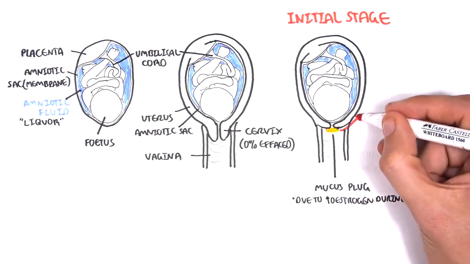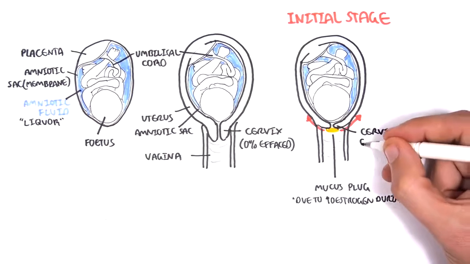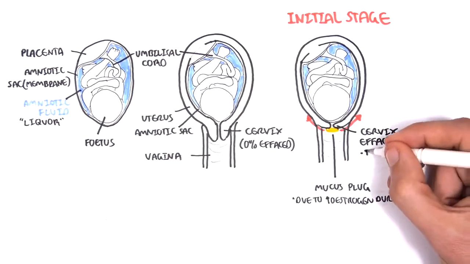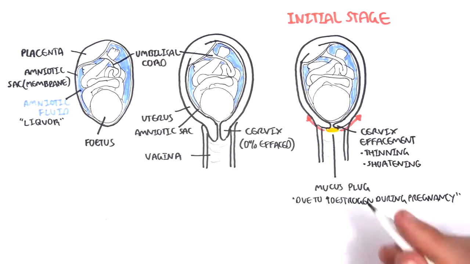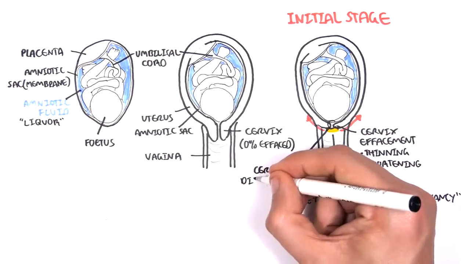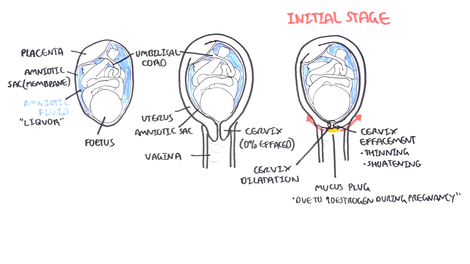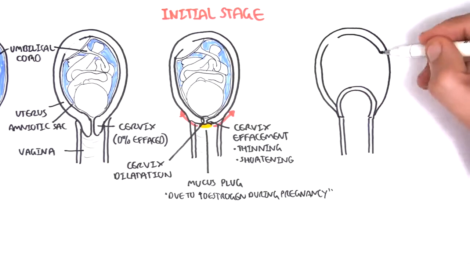Here in this drawing, you can see the cervix has thinned out. Cervix effacement is where there is thinning and shortening. And then following effacement, you can also get cervix dilatation. When a woman enters labor, the mucus plug is usually already out.